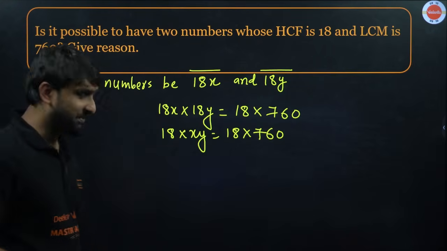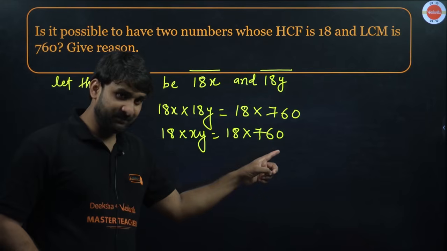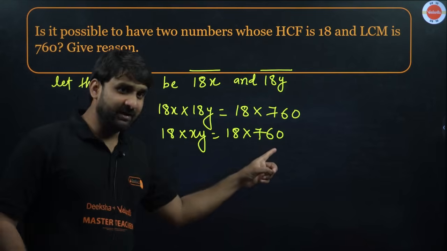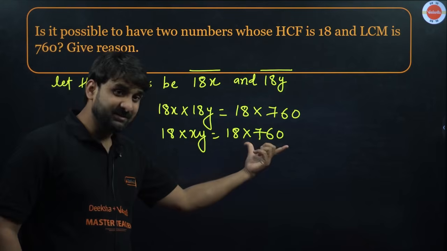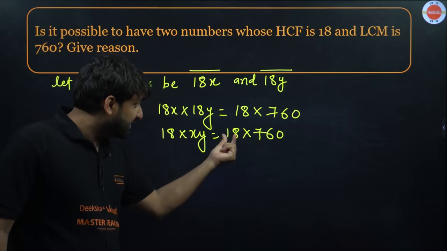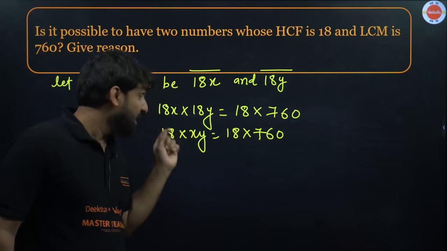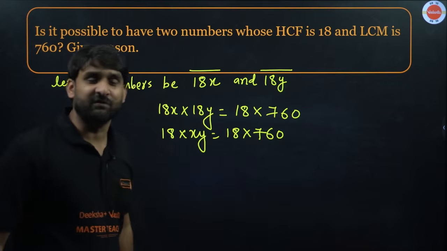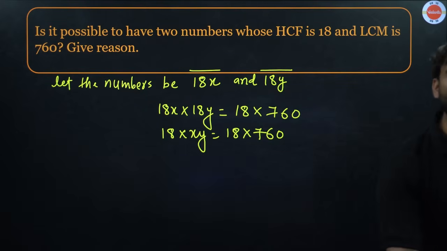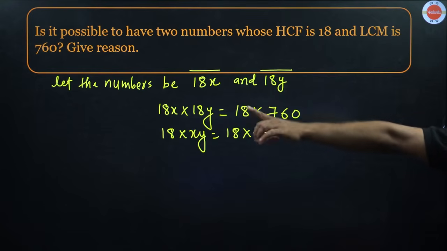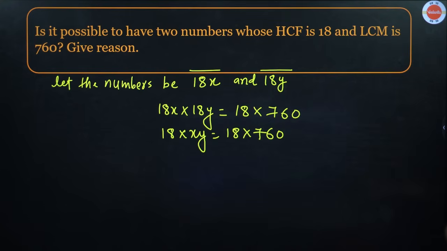Now check, my dear champion. If this 18 will go there, 18 is dividing this and this. So 18 should be dividing this. It is clear that 18 is dividing 18. But is 18 dividing this number or not? Check it once. 18 is dividing 760 or not? This is the question here. Clearly 18 is dividing 18, but is it dividing 760 or not? Check it once.